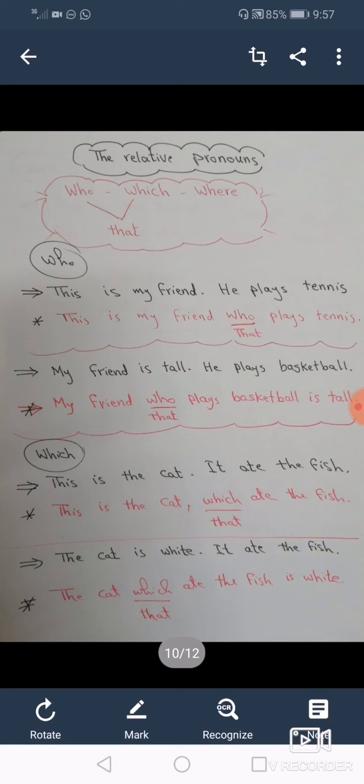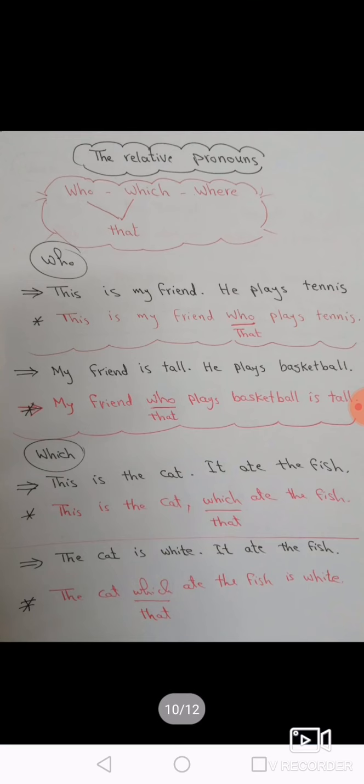Let's look at the second relative pronoun, which is which. We use which or that for things and animals. Look at the first example here. This is the cat. It ate the fish. If you want to join these two sentences, you can say, this is the cat which ate the fish, or this is the cat that ate the fish.